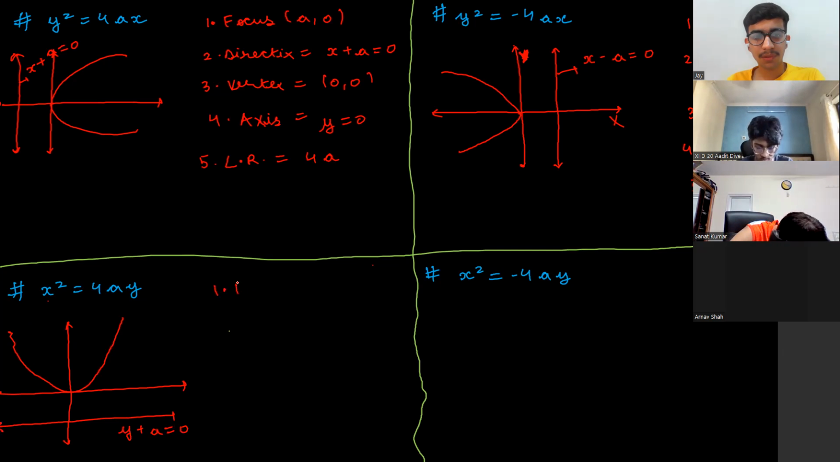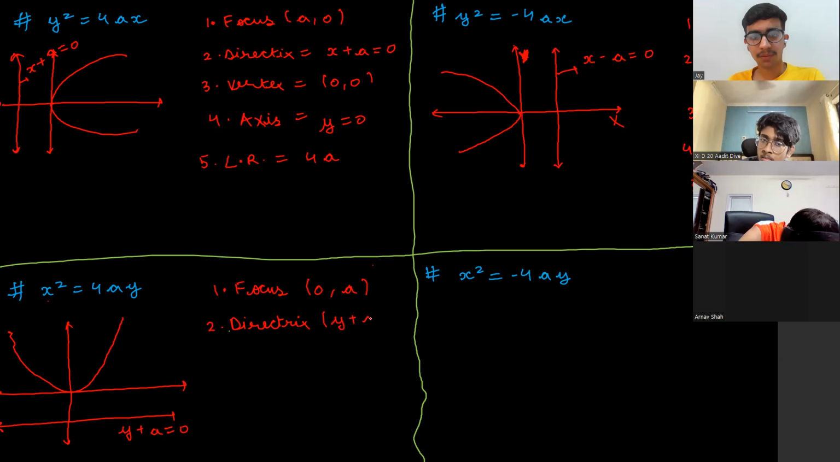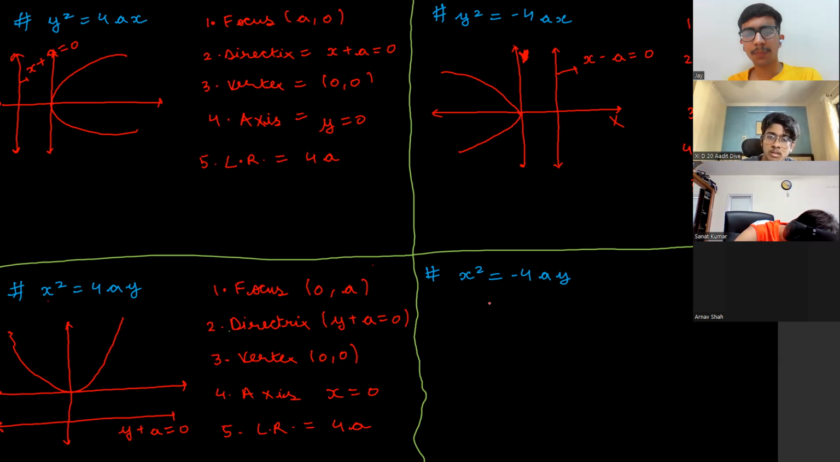Okay, guys, tell me what is the focus? 0 comma a. Great. What will be the directrix? y plus a equals to 0. All right. Then comes the vertex. 0 comma 0. Axis is x is equal to 0. What about the latus rectum? 4a. Great. So now x square is equal to minus 4a y.